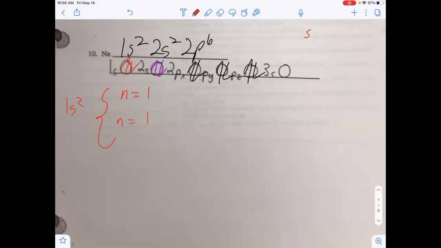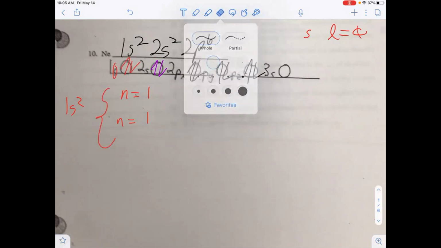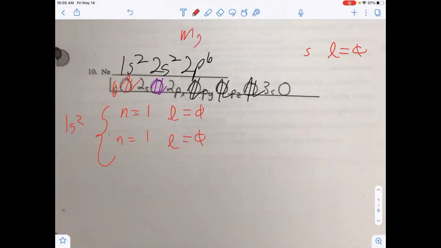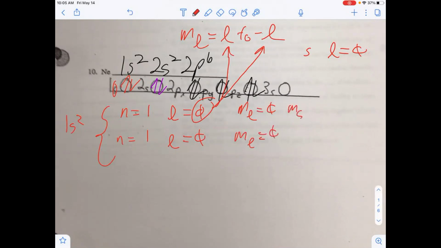Now, if you are in an S, L is always 0. So I know my L will be 0. M sub L is L to negative L. So if L is 0, my M sub L must be 0. One is spin up, one is spin down.